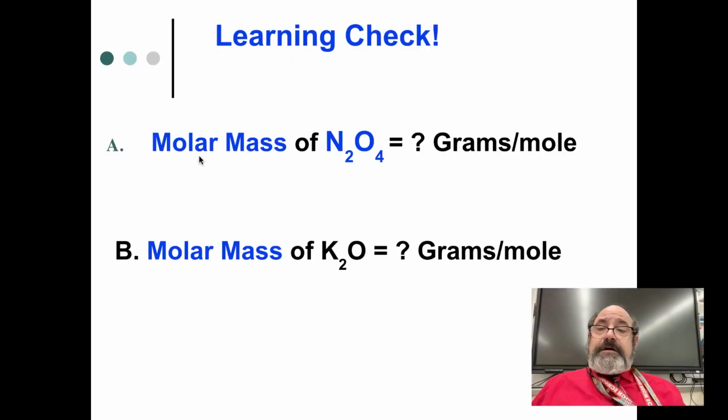Okay, so here's some work for you. You can figure it out for yourself. N2, got to multiply by 2. Oxygen, multiply by 4. You add them together, you get the answer. And then the molar mass of potassium oxide, K2, K times 2. And oxygen, there's only 1. So oxygen times 1. You add those together.